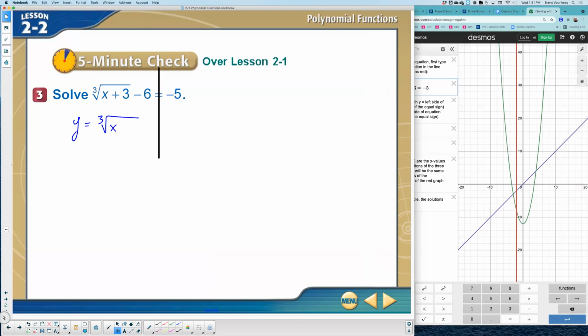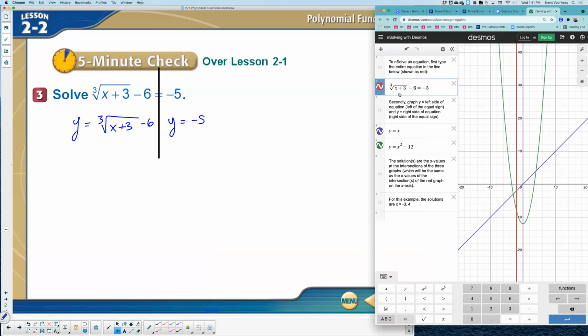This is the next line. We're going to type in y equals the left side. And then you're going to type in y equals the right side. This is step 2 right here. So underneath, you're going to type y equals the left. I'm just going to copy that since I already typed it in once.